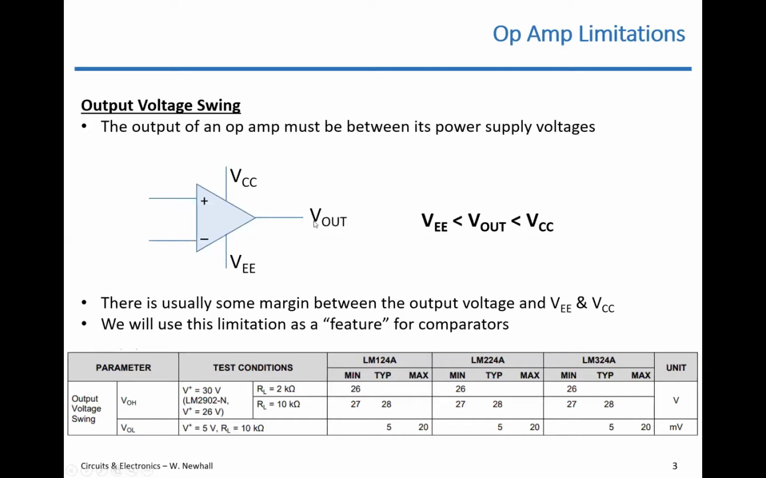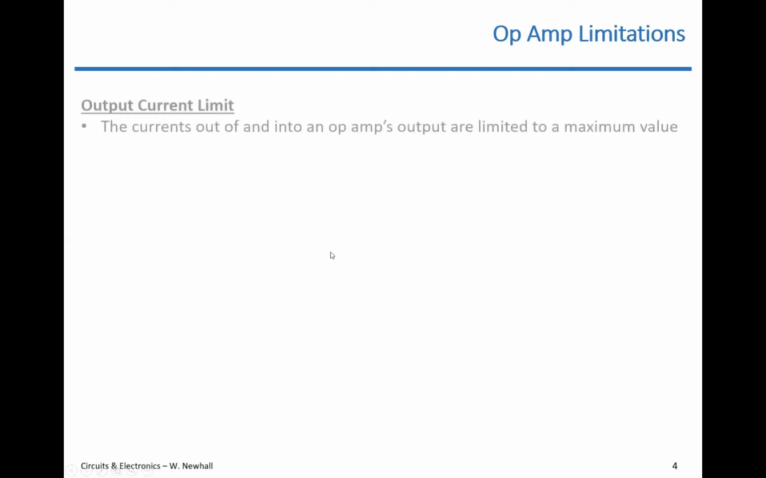It just says that the output must fall between the power supplies. The voltage of the output must fall between the power supplies. Okay, so that's one limitation. Another limitation is the output current limit.